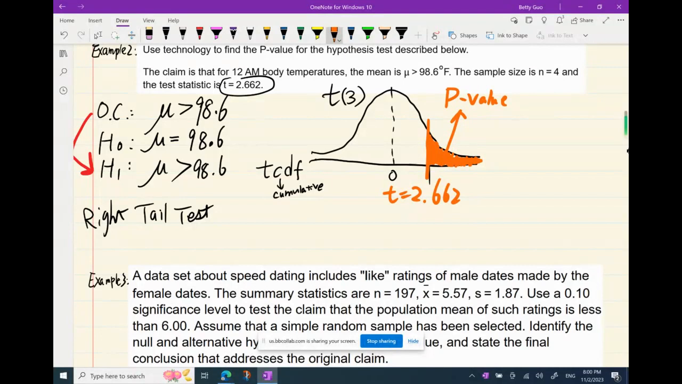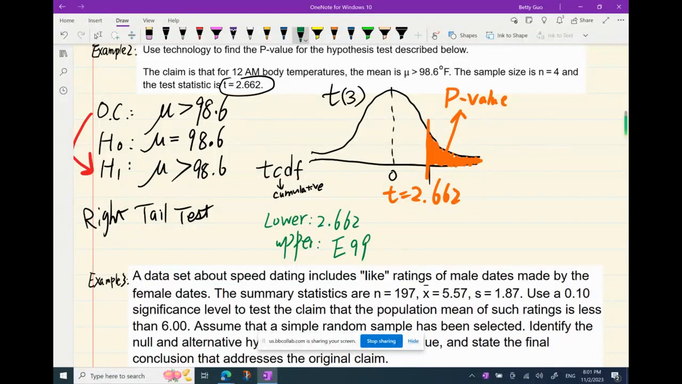So this time, let me write it down. The lower bound is 2.662. Your accumulation starts from 2.662, always from left to right. And then for the upper, the x-axis, the horizontal scale, the real number line, when you look from left to right, the numbers get bigger and bigger. The upper is going to be positive infinity. And how do we express positive infinity in the calculator? Double E 99. We have done this many times.